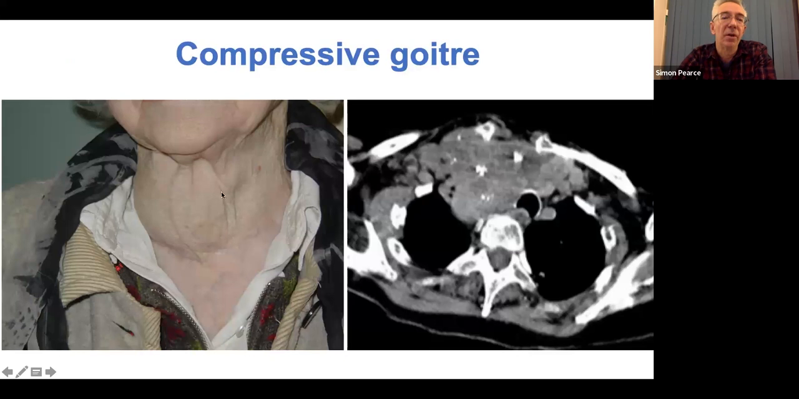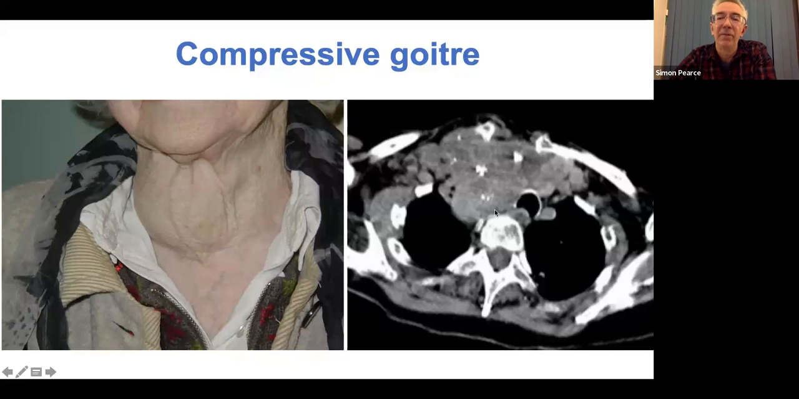So this just shows you an older lady with a compressive goiter. She's got a huge thyroid nodule on the right there, and this is a CT scan. So you can see this is the top of the lungs, and we've cut her in half, and we're looking from the feet upwards. So that's the right-hand side over there. That's the left-hand side, and this is the windpipe.